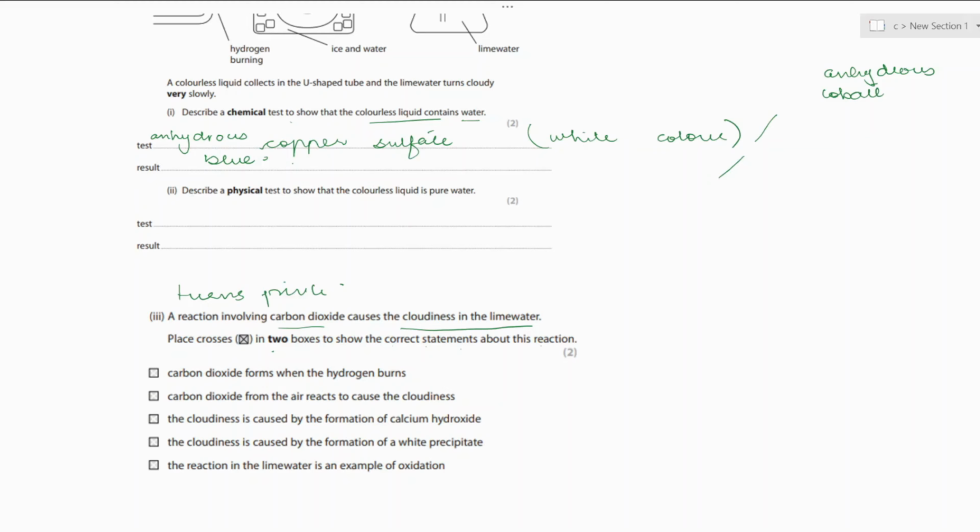Yes, it can happen. So we put a cross in this one. The cloudiness is caused by the formation of calcium hydroxide. No, it is because of calcium carbonate. The cloudiness is because of calcium carbonate. Okay, the cloudiness is caused by the formation of white precipitates. Yes, it forms white precipitates which makes it cloudy or milky. The reaction in the lime water is an example of oxidation. No, no. So it's 2 and 4.